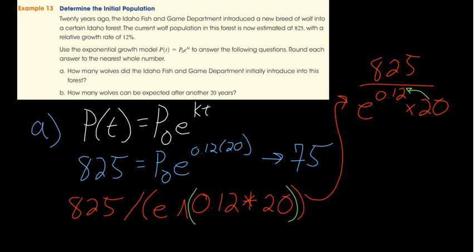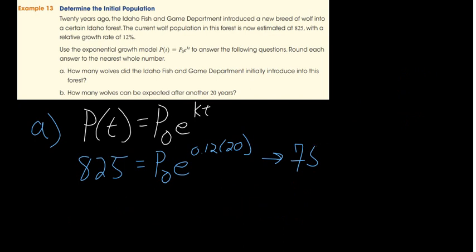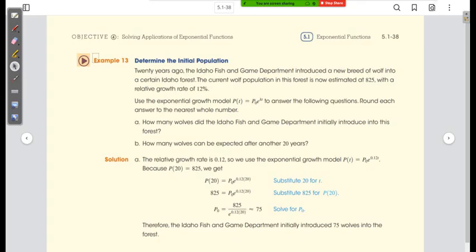And yeah, I'll erase all that. I feel like it just jumbles it up. Anyways, that would be A. So we initially put 75 wolves into the wild. It's a lot of wolves.